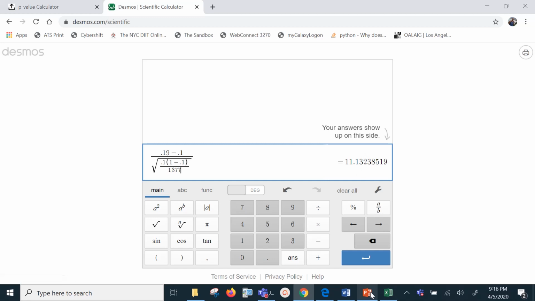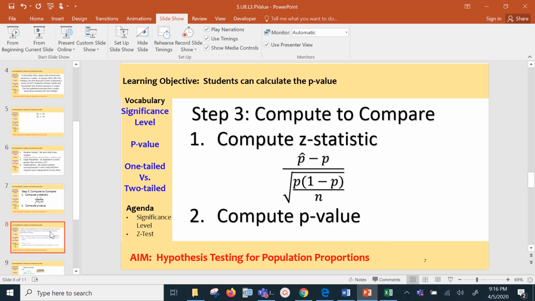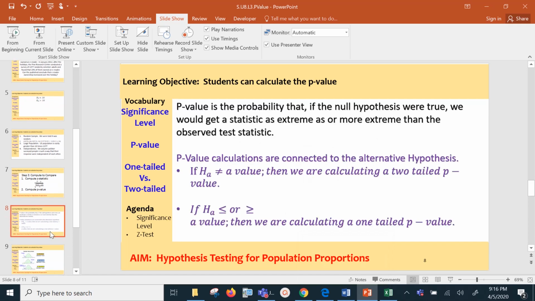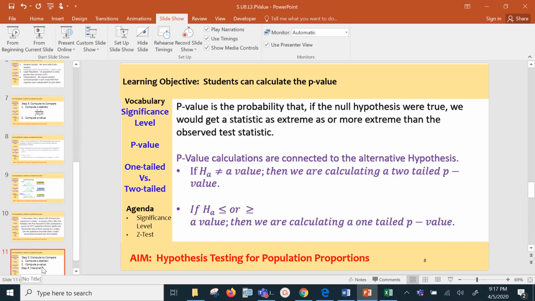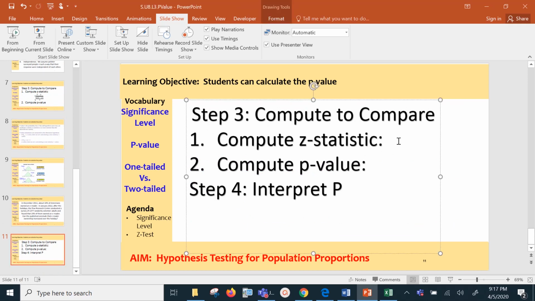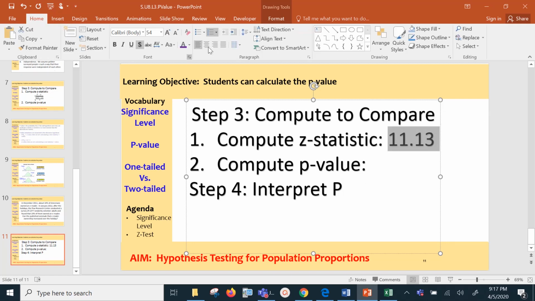So we go back and we put that, sorry guys, I kind of got ahead of myself. So we're going to put 11.13 here. All right, so now we're ready.